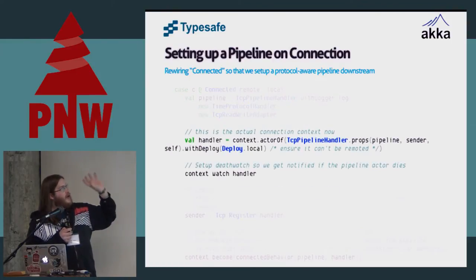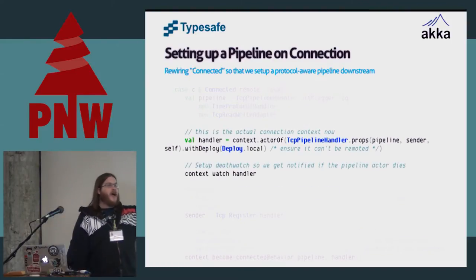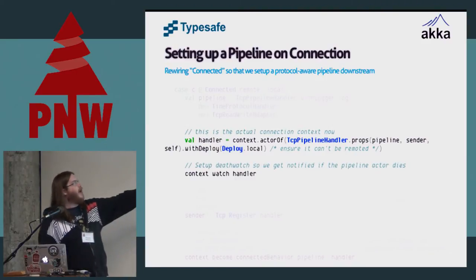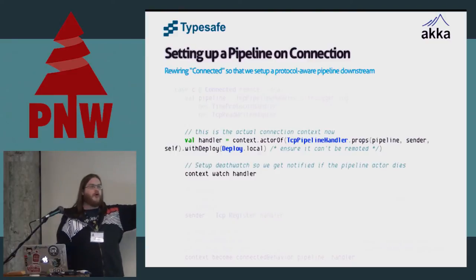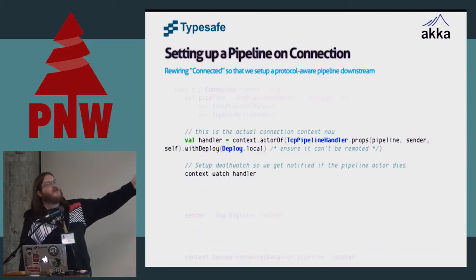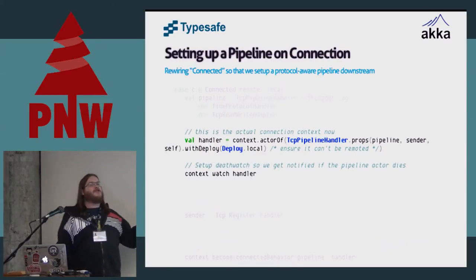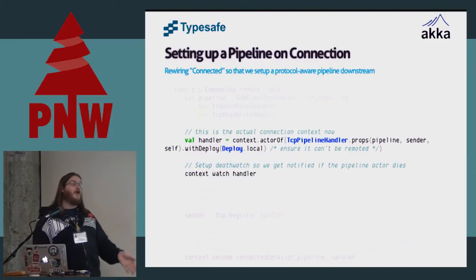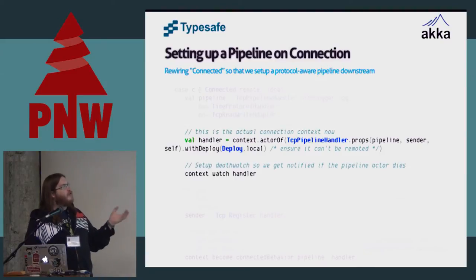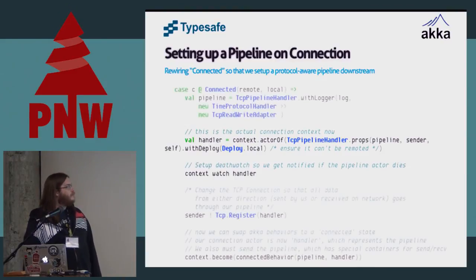Now, we need to create an actor of a TCP pipeline handler, which we've instantiated with our new pipeline, with our remote connection, and with a copy of ourselves. And as well, in Akka, I've deployed it with deploy local to make sure that it can't be popped on a remote VM accidentally, because I'm already dealing with the network here. We also set up the death watch system, so we want to get notifications if that pipeline handler is terminated. So now we're not going to talk to our sender anymore, that raw TCP connection. We're going to send things through the pipeline handler.